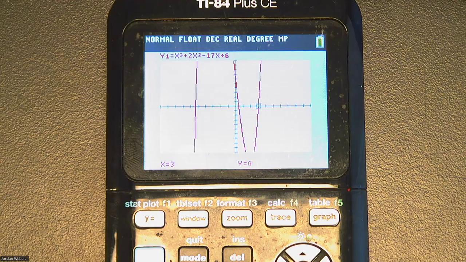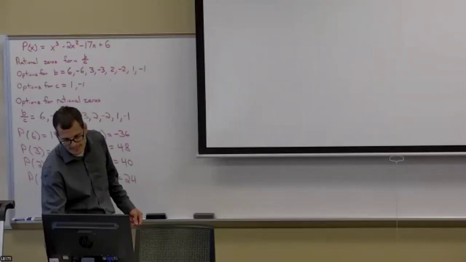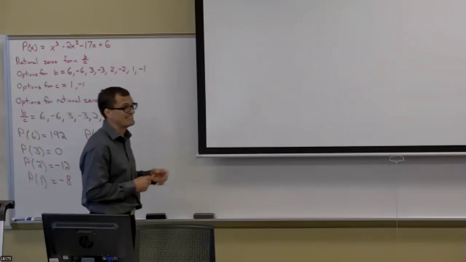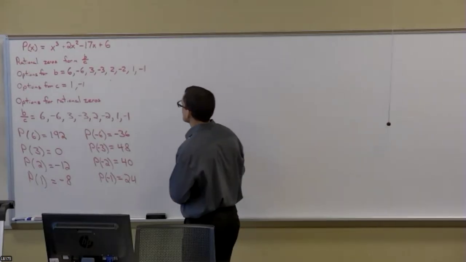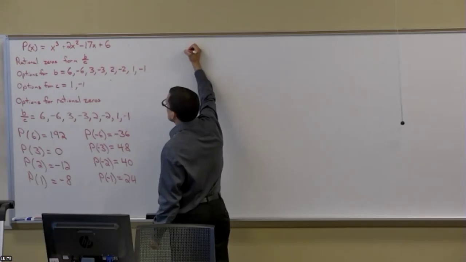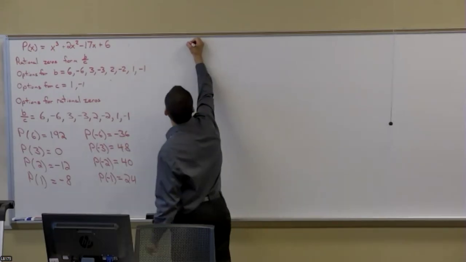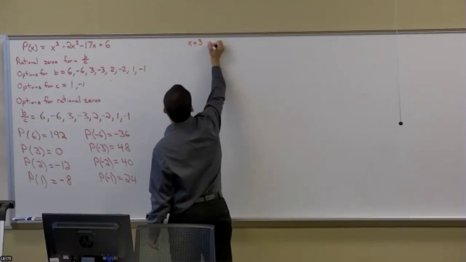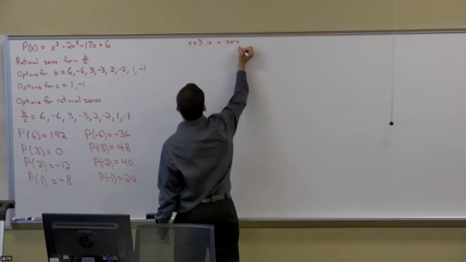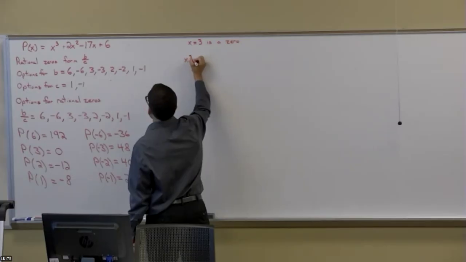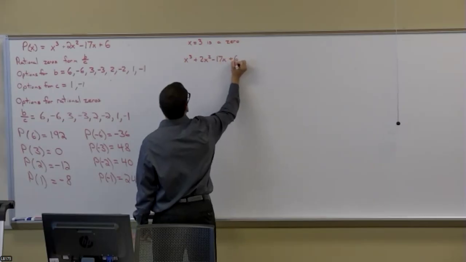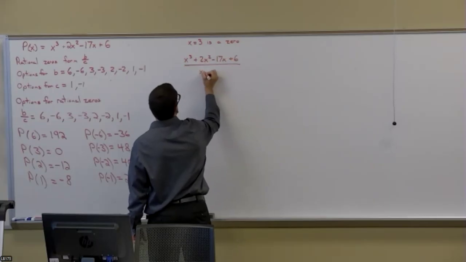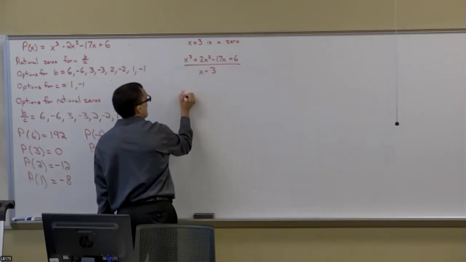if I want to find an approximate, I could probably find the approximate with my calculator. If I wanted to find the exact value, then I'd say, well, now I know x equals 3 is a 0. So I take the x to the third plus 2x squared minus 17x plus 6, divide it by x minus 3. This should look very familiar.